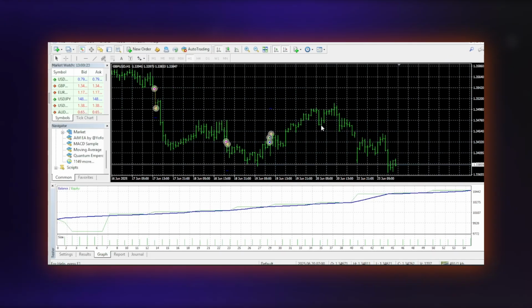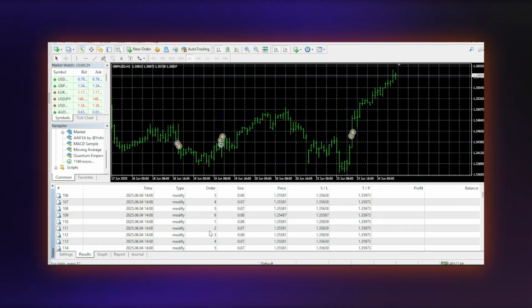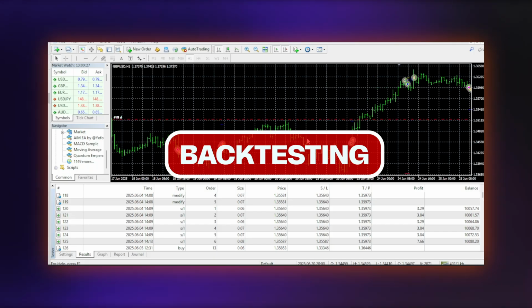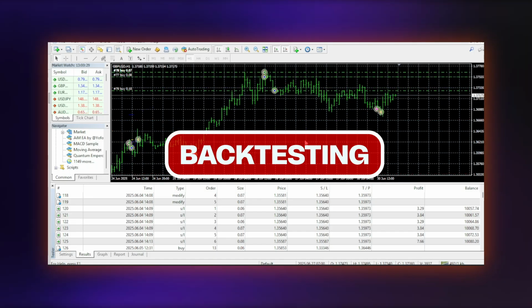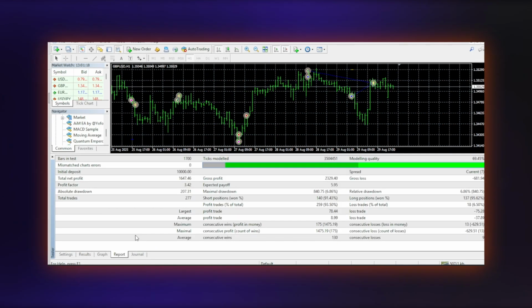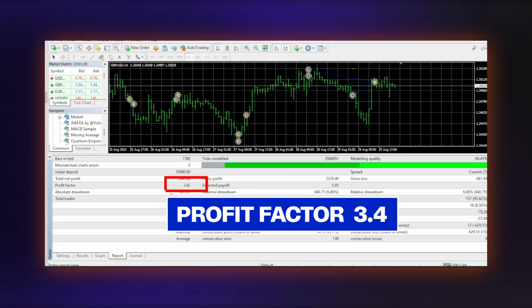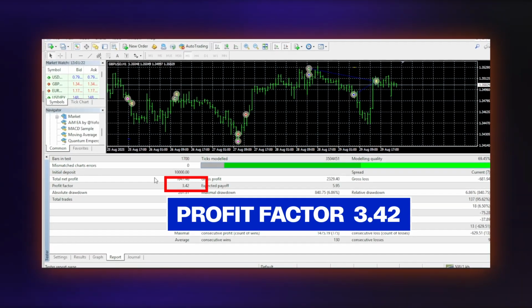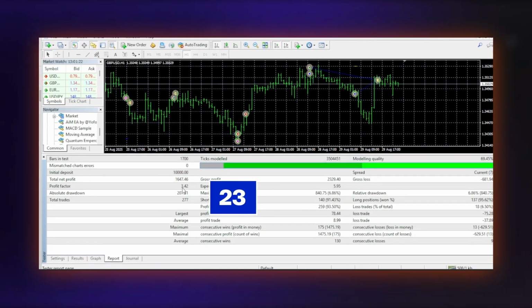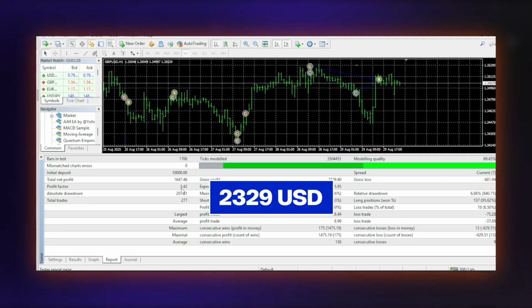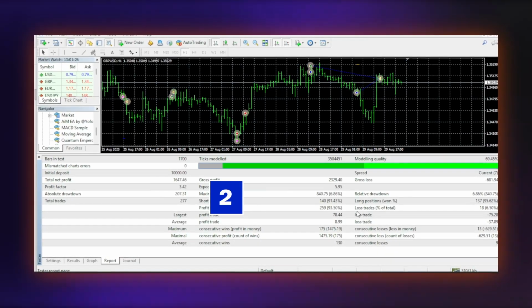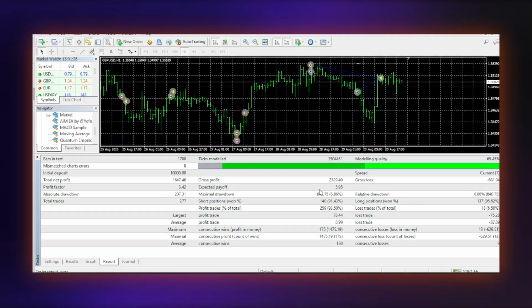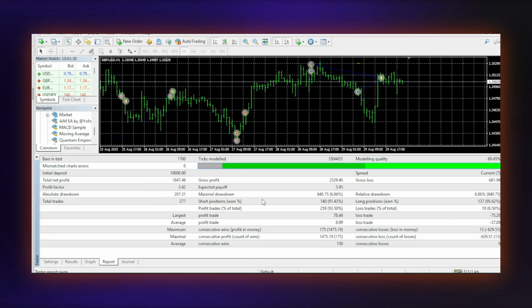Now let's dive into the performance of Quantum Emperor EA V7.4 MT4 through backtesting. As you can see, Quantum Emperor EA demonstrates a profit factor of 3.42, with an impressive gross profit of $2,329 USD and minimal drawdown. This backtest indicates its reliability and ability to handle fluctuating market conditions.